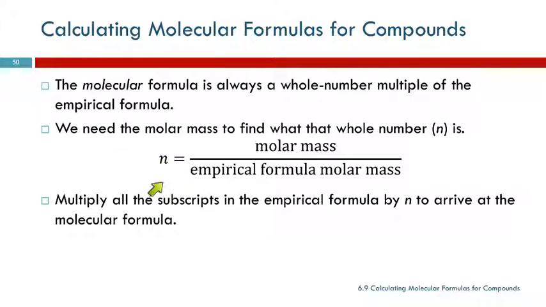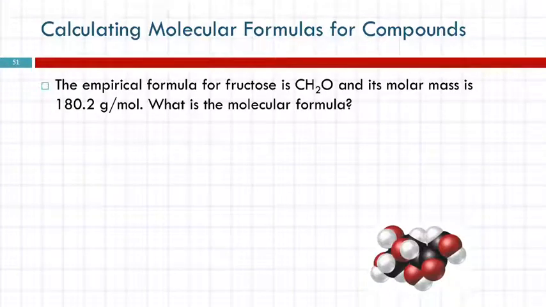To find that whole number that multiplies the empirical formula, we're going to take the molar mass that's given to us and divide it by the mass of the empirical formula that we have figured out. Okay? We're going to find out how many of these fit into the actual molar mass. Once we get this n, we're going to multiply all the subscripts by that to get the molecular formula. So let's do this example.